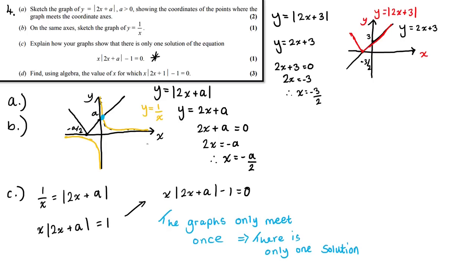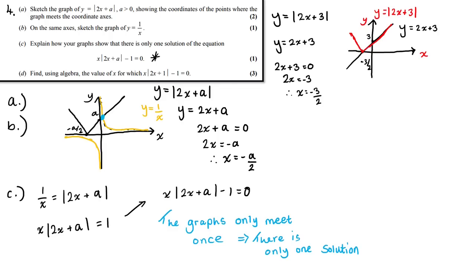And now for part D, we're asked to find, using algebra, the value of x for which x times the modulus of 2x plus 1 minus 1 is equal to 0. So notice this is very similar to what we've got here in part C. Now we know there's only going to be one solution, that's what we've shown in part C, but we need to find that solution.